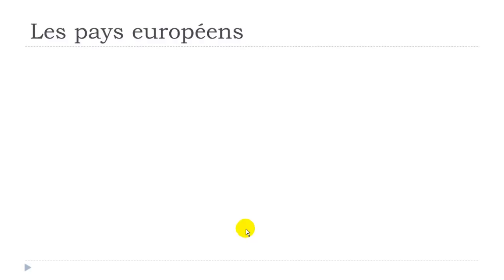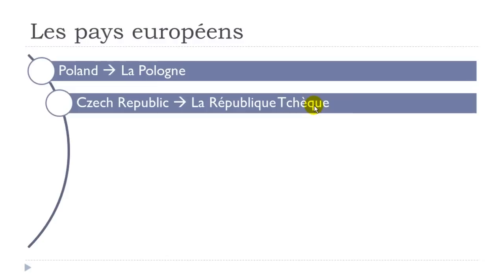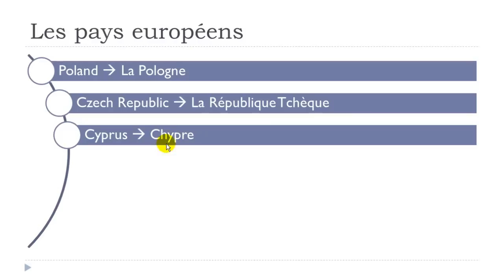Okay, continues. La Pologne. Nya, nya, again. La Pologne. La République Tchèque. So remember, Q-U-E, k-k, Tchèque. And then here as well, République. La République Tchèque. Chypre. So remember, we've got this Y letter here, but phonetically, when you pronounce it, it's like I. Chypre. Okay?